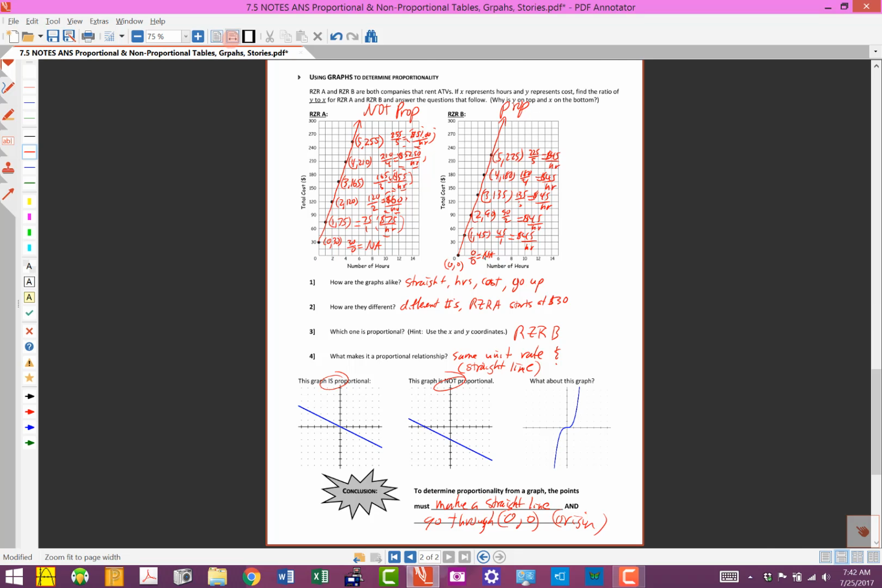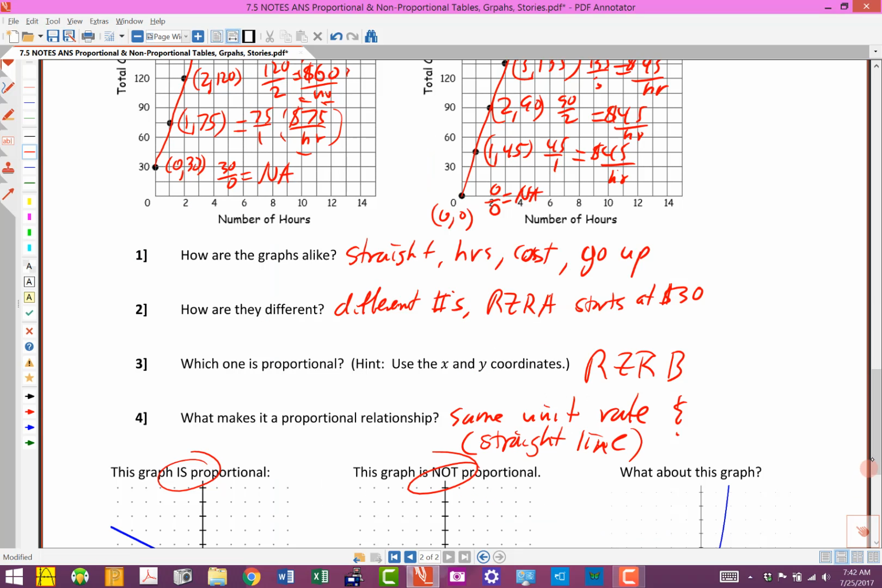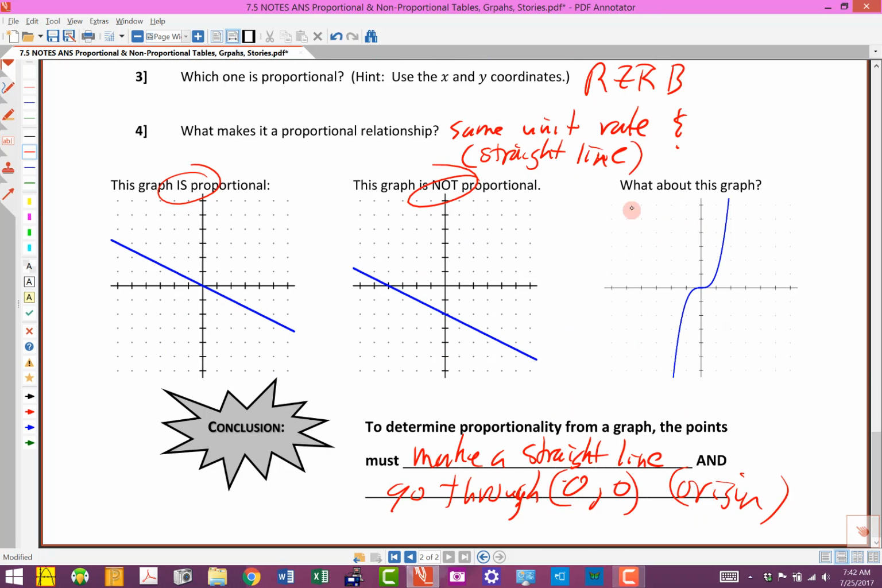Now I've got an interesting example to finish up here. Take a look at this one right here. It says, what about this graph? Well, it goes through 0, 0, but it's not a straight line. So the answer to this one is a big fat nope. It would not be proportional.